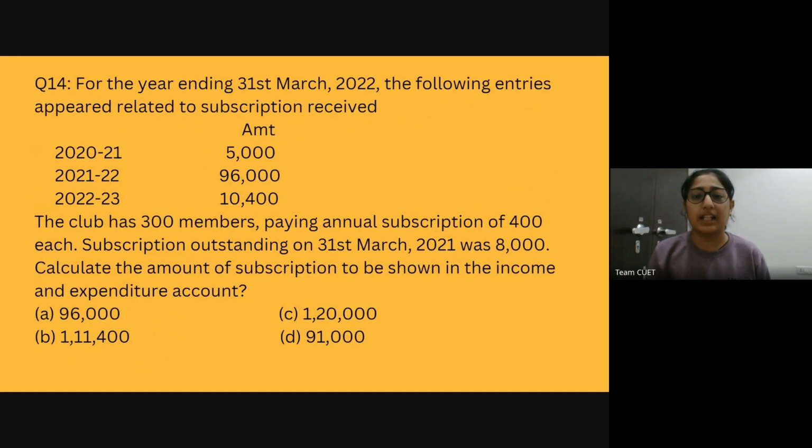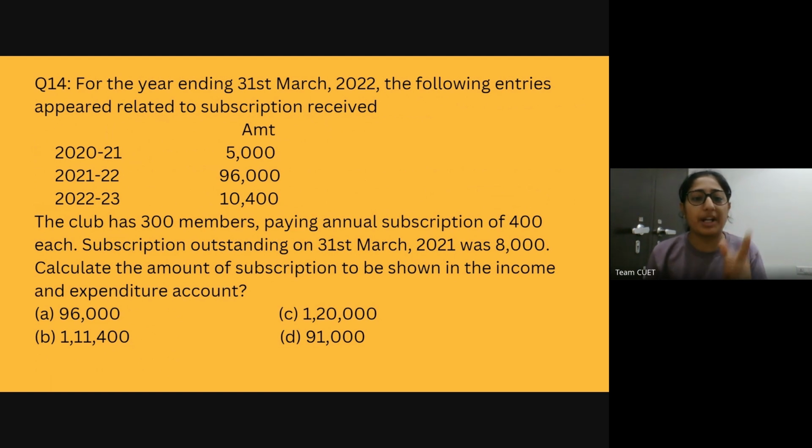Moving further, question number 14. For the year ending 31st of March 2022, the following entries appeared related to the subscription received. These are the amounts that are received. The statement says that the club has 300 members who are paying an annual subscription of 400 each. Now, subscription outstanding at the end of the year was 8,000. We have to calculate the amount of subscription to be shown in the income and expenditure account.